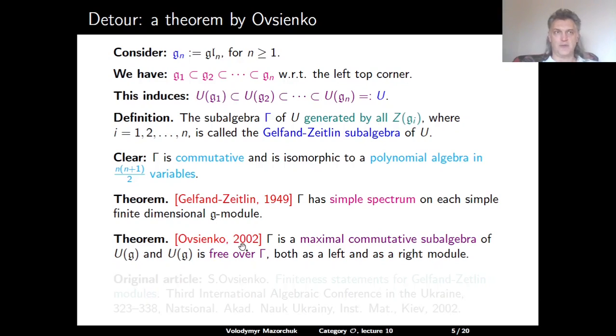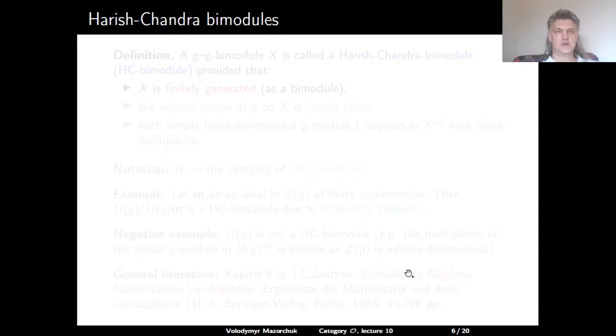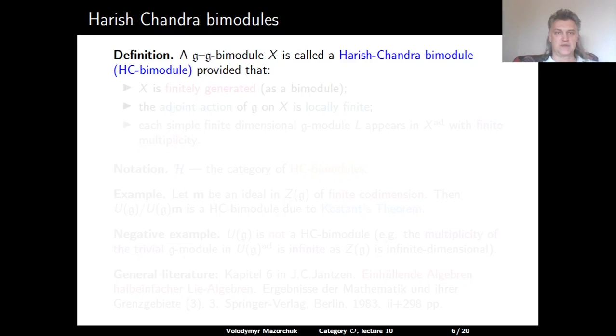In Kostant's theorem we had a center, so U(G) was free over the center, and it doesn't matter, the left and right actions coincide because it's the center. But now gamma is just a commutative subalgebra, not central, and the theorem claims that U(G) is free as a module over gamma, both as a left module and as a right module. The original paper of Ovsienko is called Finiteness Statements for Gelfand-Zeitlin Modules, and it was published in the Proceedings of the Conference in 2002.